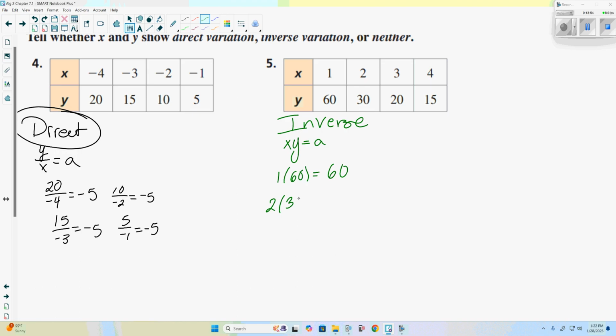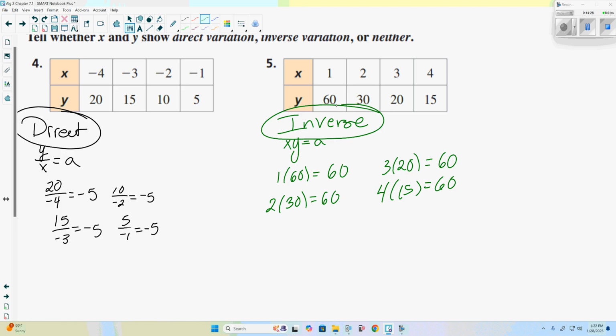2 times 30, still 60. 3 times 20 is 60. And lastly, 4 times 15 is 60. Because this here, the x values are getting farther away from 0, and the y values are getting closer. On the last one, the x values are going closer to 0, and so are the y's. So they're going in the same direction.